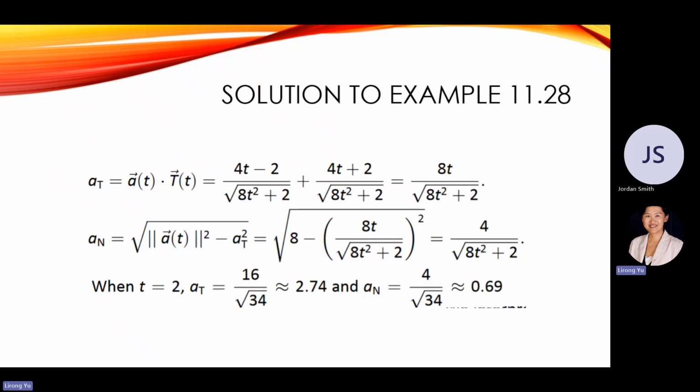AN is really calculated using a different approach, but you can also do AT dot NT. I think we will get the same answer with the dot product. It's 4 over the magnitude of the first derivative. And we can see that for larger T, the direction change is very small because of the denominator.